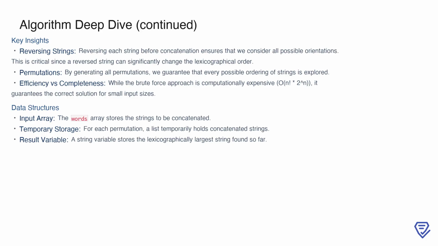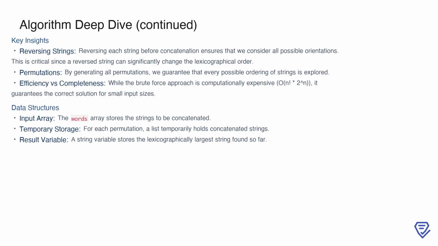There are a few key insights that drive this approach. First, reversing each string before concatenation ensures that we consider all possible orientations, which is crucial because the reversed version of a string can significantly affect the lexicographical order of the concatenated result. Second, by generating all permutations, we leave no room for missed orderings, guaranteeing that every possible combination is examined.